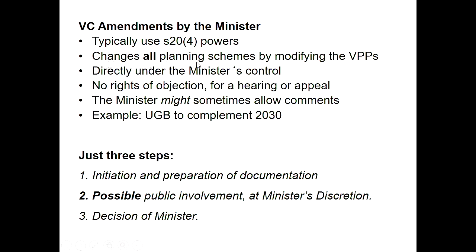Okay, so Section 20 Part 4, you've got the opportunity. It doesn't always change all the planning schemes, but the Minister might. It could be to introduce a new zone, to change a definition, you name it. And the Minister has a lot of ability to introduce far-ranging changes to the planning scheme should they see fit to do so. And it has a limited number of steps.